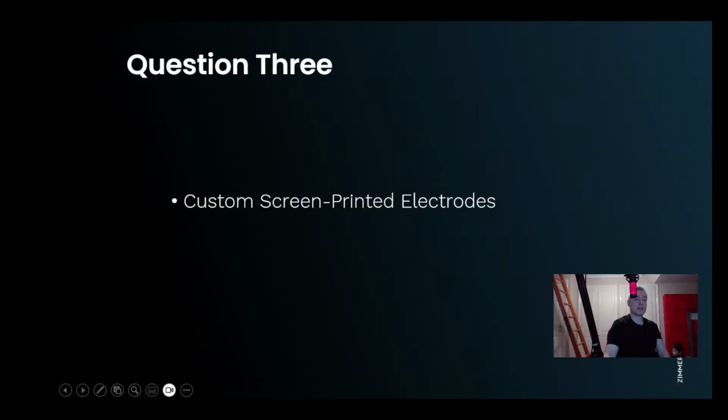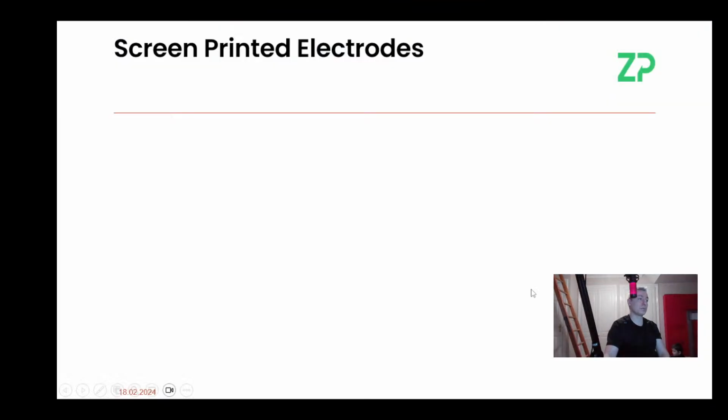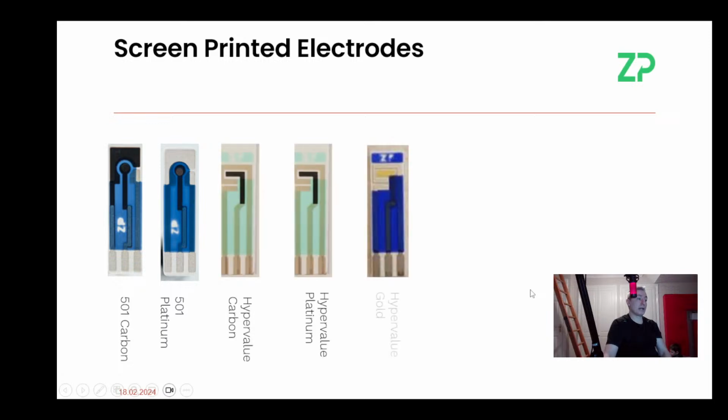Question number 3 is about custom screen printed electrodes. I've realized I've talked for quite some time now, so I will go a little bit faster. We do have a lot of very good screen printed electrodes. The thing that makes these screen printed electrodes good is, I think, the fundamental quality of them. You could do things like the Randles-Sevcik equation on there or analysis and it'll work fine. Our peak-to-peak separation, we've really worked on making sure that we don't have high resistances.